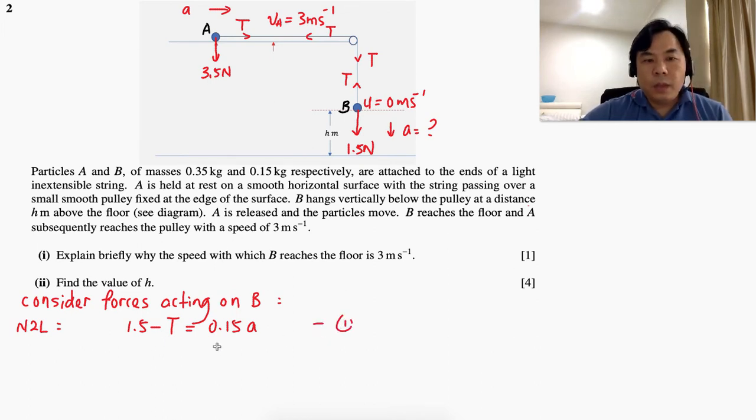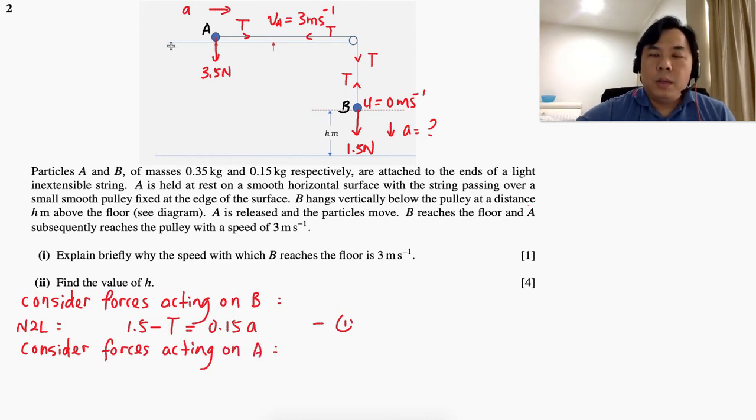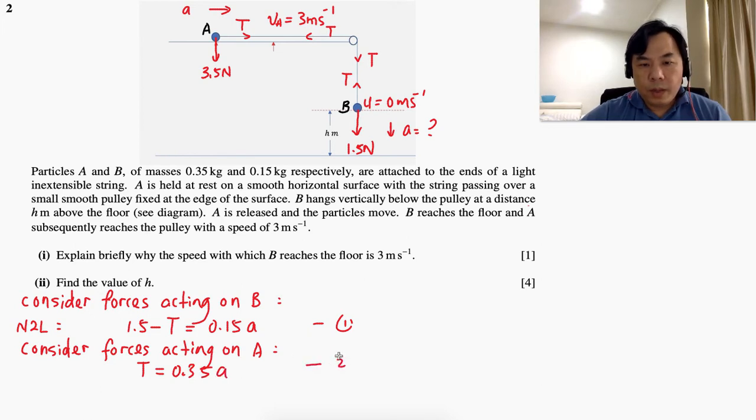Next, we're going to consider the forces acting on A. Since the surface is smooth, there is no frictional force here. The only force acting on particle A is the tension, and therefore the tension would produce the acceleration on particle A. That would be T equals 0.35 a. That will be our second equation.